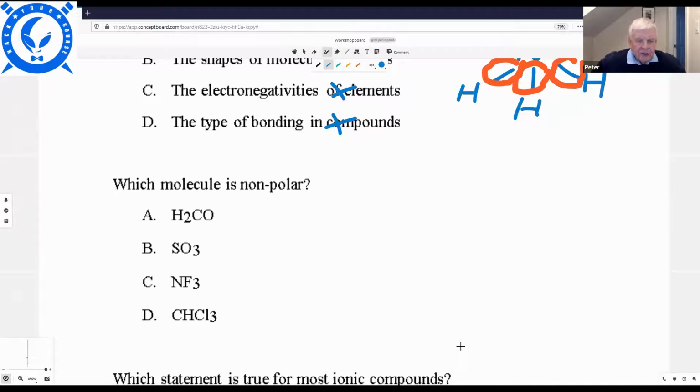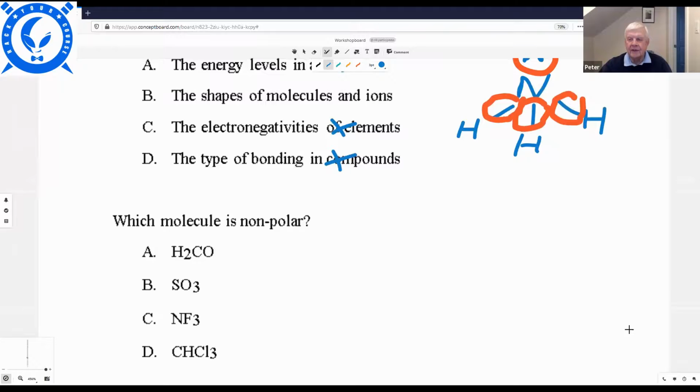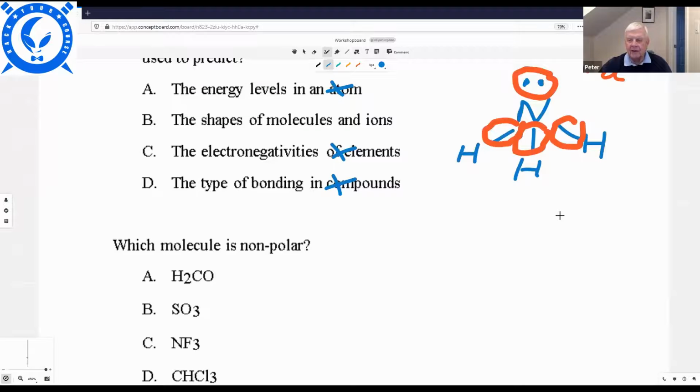We have a split between B and C. C, unfortunately, is like ammonia, right? That I drew up here, in which the hydrogens can be replaced by the fluorines. And so NF3 also has a trigonal pyramidal structure.